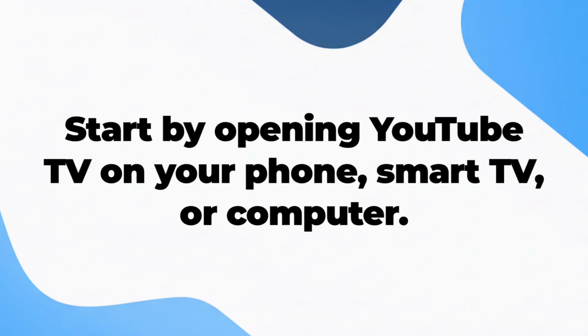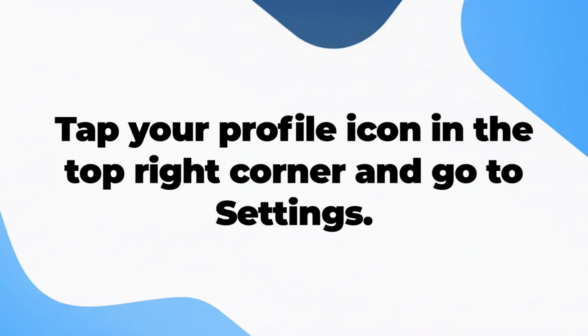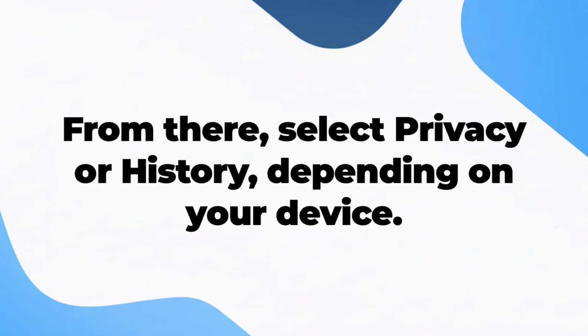Start by opening YouTube TV on your phone, smart TV, or computer. Tap your profile icon in the top right corner and go to Settings. From there, select Privacy or History depending on your device.